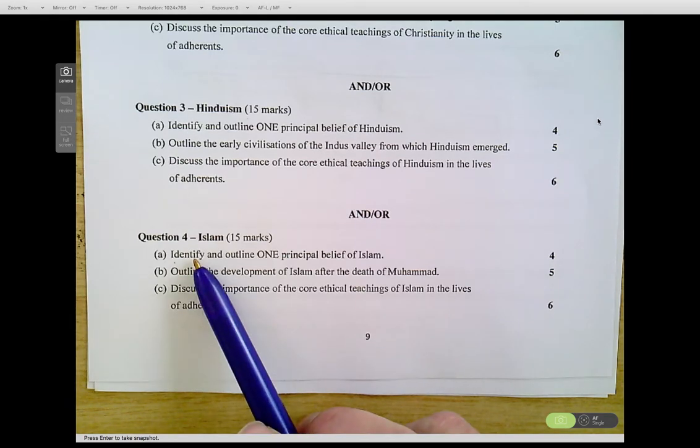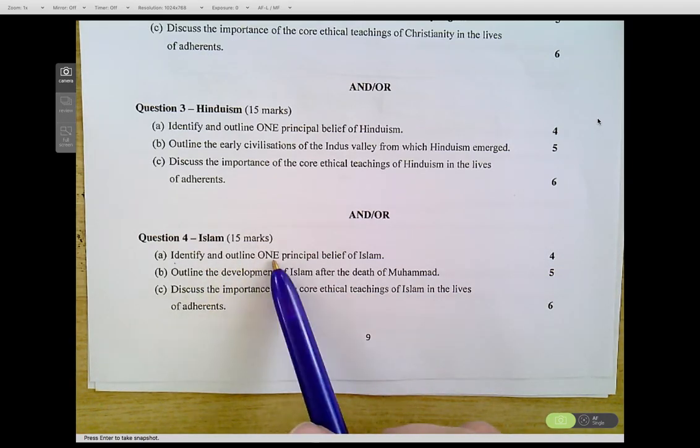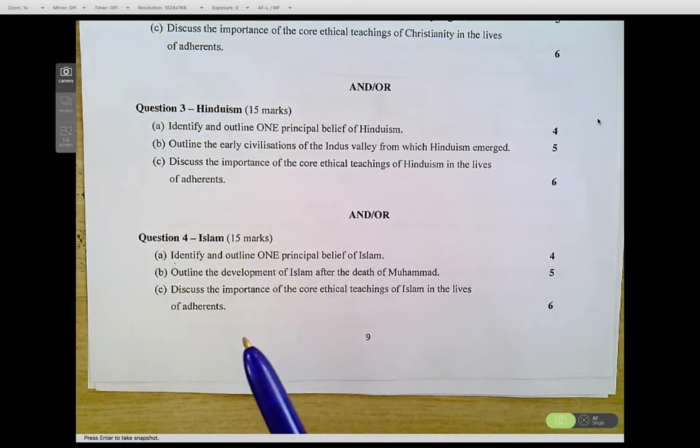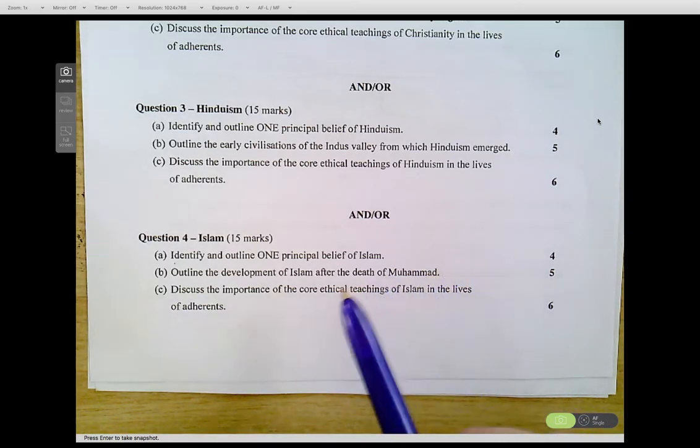So that would mean if we're just identifying, basically everyone in this room will be able to get 4 out of 4 because we have to identify and outline 1 principal belief in Islam. Okay, I'm going to do predestination, that Allah is omniscient and knows everything that's going to happen. An example of this is, and you've got your 4 marks. Okay, that's an easy 4 marks.